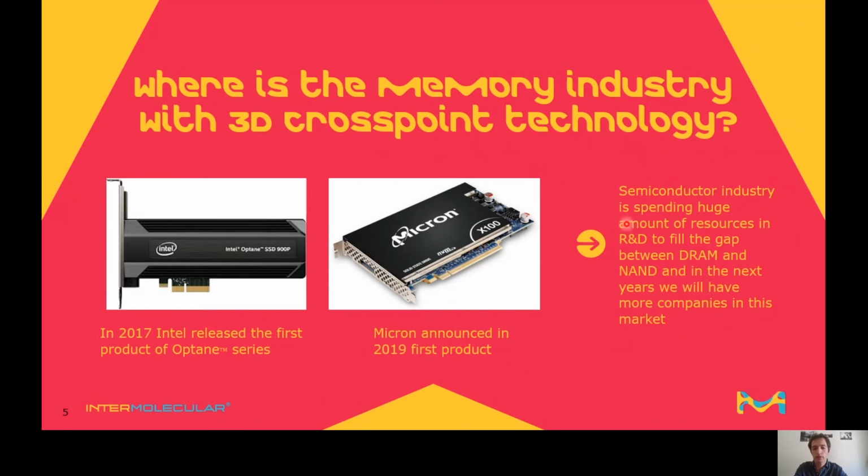But the semiconductor industry is spending a huge amount of resources in R&D to fill the gap between the DRAM and NAND, using the concept of storage class memory, where we have a fast latency and at the same time also high density and storage, combining the high speed of DRAM and the storage of NAND. And in the next year, we will probably have more companies in this market, and we will have more competition because it's a sort of technology of the future.